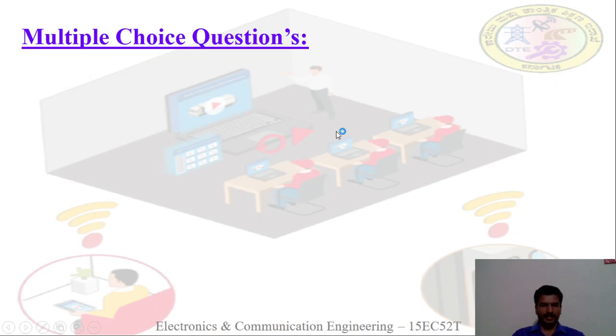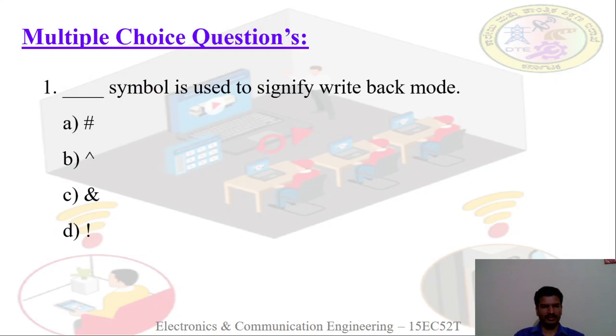So again, take a pen and paper. Let's have a multiple choice question now. Write the question number and write the option which is the right answer for this question. At the end, you can assess yourself. The first question: dash symbol is used to signify write back mode. Option A is hash symbol, option B is cap XOR, C is ampersand, and D is exclamation symbol. Which symbol is used to signify write back mode?